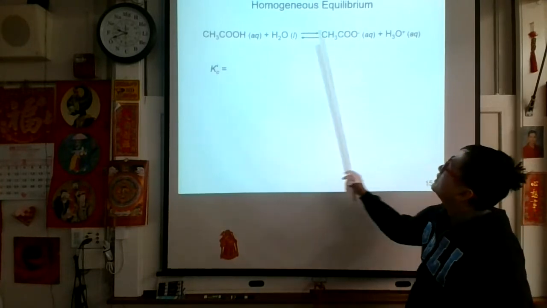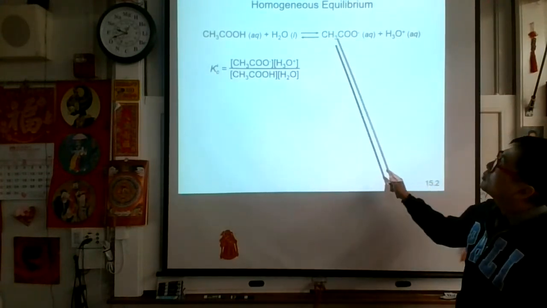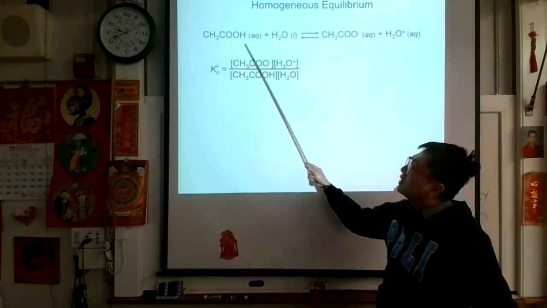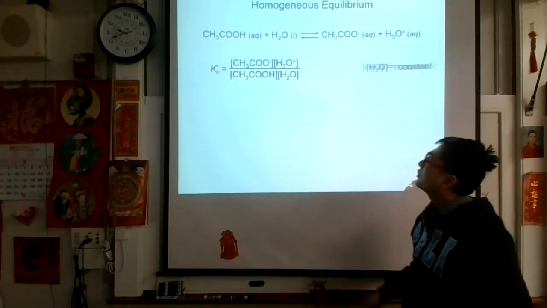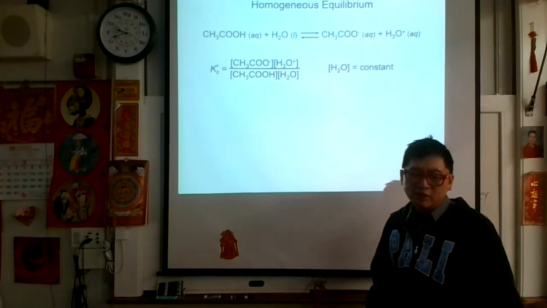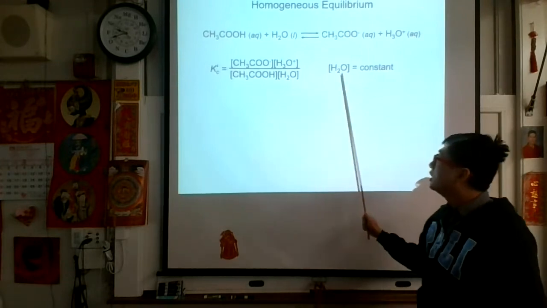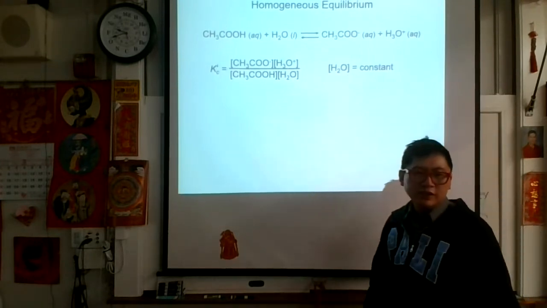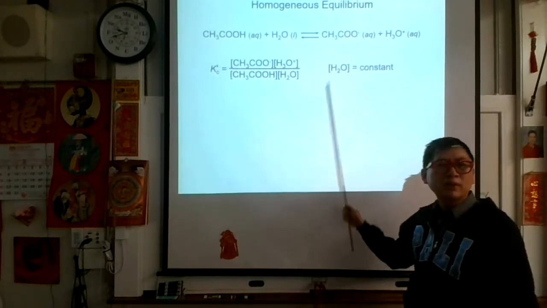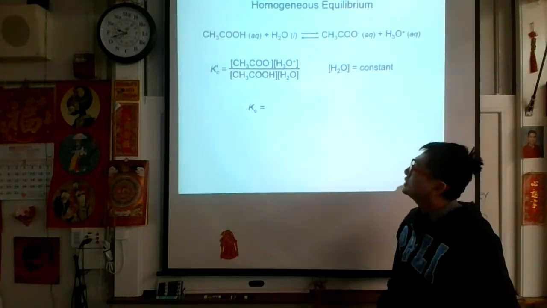Okay, so homogeneous equilibrium. If I'm trying to do Kc, again, it's products over the reactants. The products, CH3COO- and H3O+, over acetic acid and water. The only thing is, the concentration of water is constant. Also, we usually don't talk about the concentration of water, because molarity is how much stuff there is per liter of solution, in this case water. How much water do we have in our water doesn't make sense. So we don't include water in the equation.